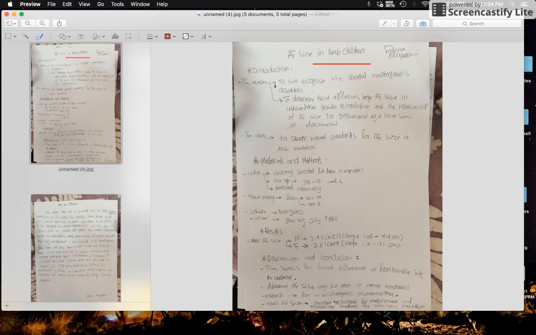Okay, so you always need to make a general idea right here, the general reason why we're looking at AF size, and now before the aim, right here, just draw a little arrow. You need to mention why Arab children. Yeah, and can you tell me? It's because there's been racial differences determined. Okay, and then you state the aim. That's good.